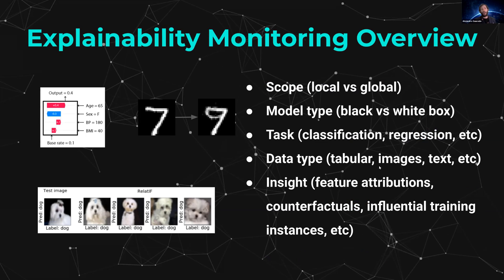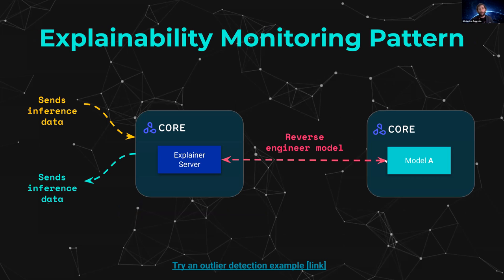So the terms that you tend to see in the machine learning explainability space is whether it is local for a single prediction or global for the entire data set, whether it is black box, interacting with just the inputs and outputs, or white box, actually opening up the model and seeing what's inside, the type of task, classification, regression, the data type, tabular, images, et cetera. And ultimately for this, we also require an architectural pattern.